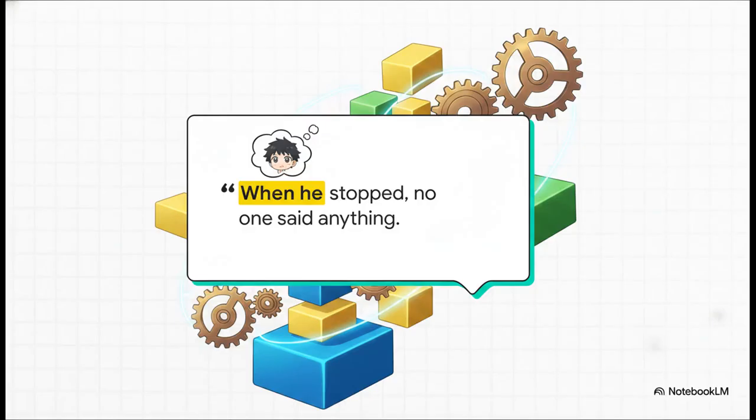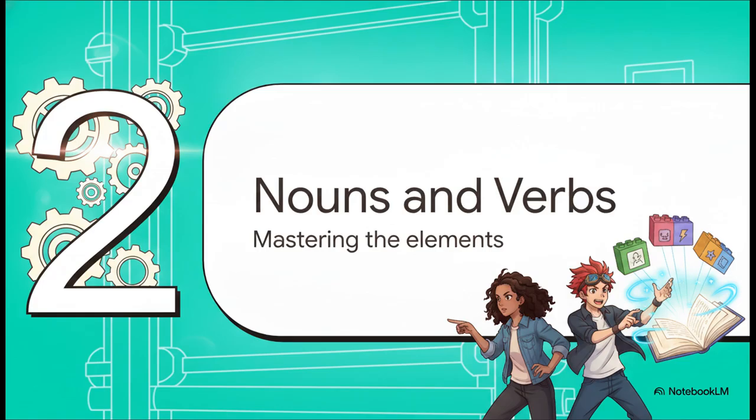But what happens when we want to get a little more sophisticated? Well, this quote brilliantly illustrates a complex sentence. We take our main clause, no one said anything, and we literally stack a subordinate clause right on top of it, using words like when. So, when he stopped. It gives us that vital extra context about the main action, and it just snaps perfectly onto our base plate.